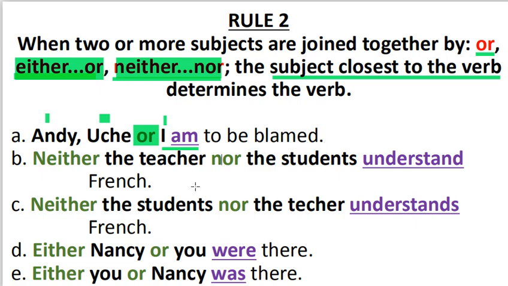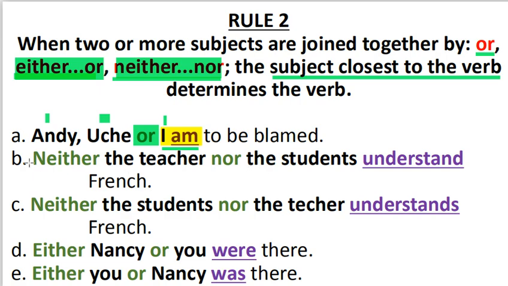If we rearrange the subjects, let's say Andy, I, or Uche, it will be is to be blamed. Andy, I, or Uche is to be blamed. But because Uche is the last and closest to the verb, the verb has to agree with Uche. Andy, Uche, or I am to be blamed. This kind of sentence may sound awkward, but it is the correct form.